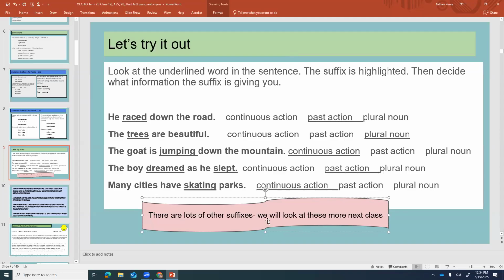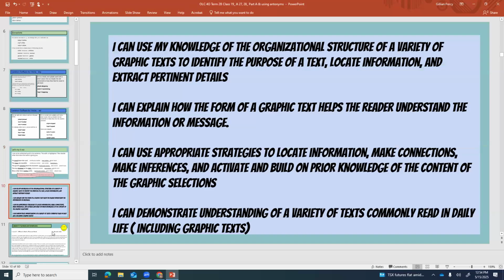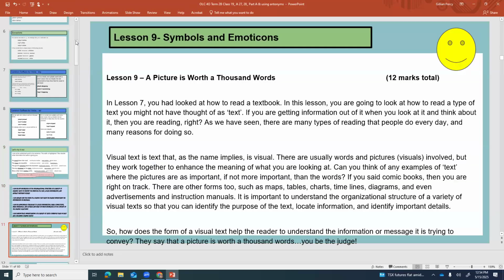Okay, there are a lot of other suffixes. I want to start with the easiest ones first. We will be looking at some more of these next class. Okay, I'm not going to reread all the learning goals again.